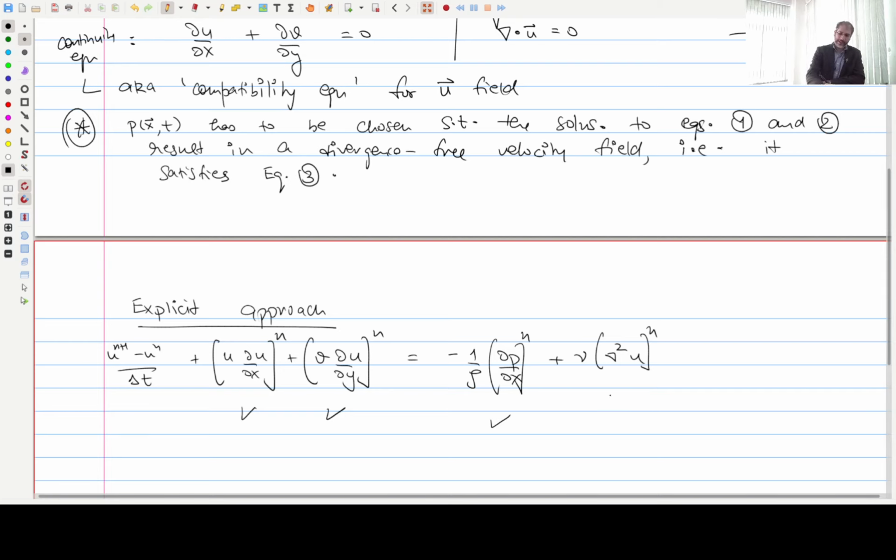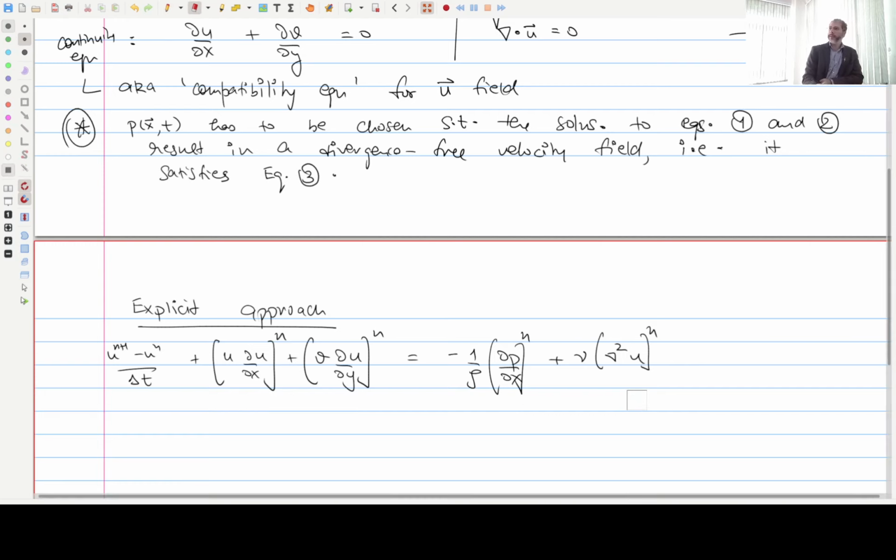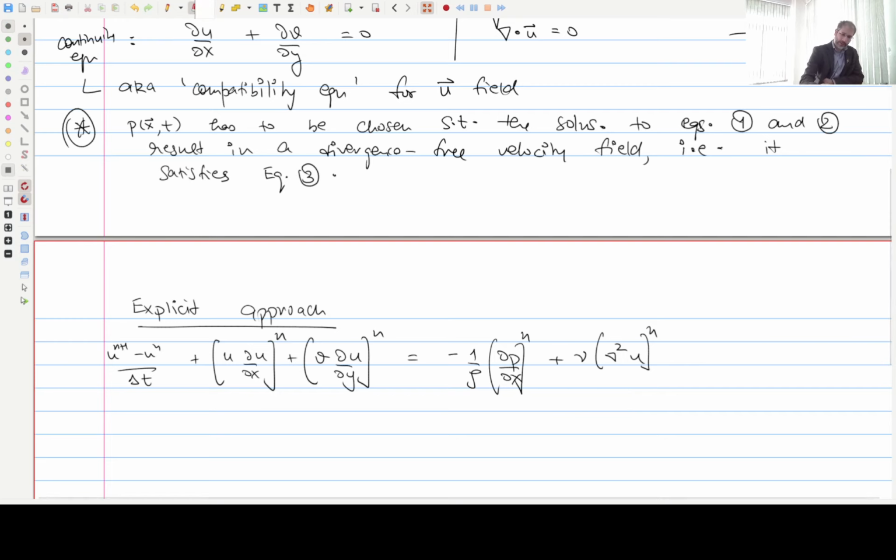Similarly, on the right hand side, since we would have known the nth time velocity and pressure values, we know the pressure values as well for the nth time. To start with, it will be from 0, but initial conditions are always known, right? So we'll know the initial values and then we can find the n equal to 1 values, n equal to 2 values and so on. Okay. So this is the explicit approach. Is that clear?